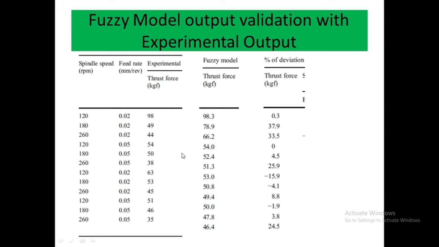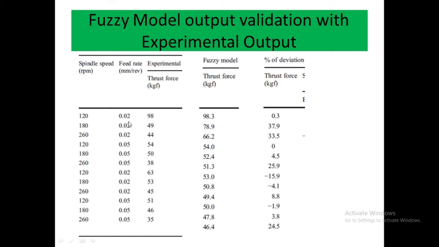Okay. Why do I conduct this experiment? Rather than design of experiment, here you see 120 spindle speed available, 180 spindle speed available, 260 spindle speed available. What about the thrust force at 130? What about the thrust force value that may occur with 190 spindle speed? Without the experiment, I can examine and test with this fuzzy logic model, because 120 is available, 180 is available. What about the intermediate value? I can find it through this fuzzy logic model.